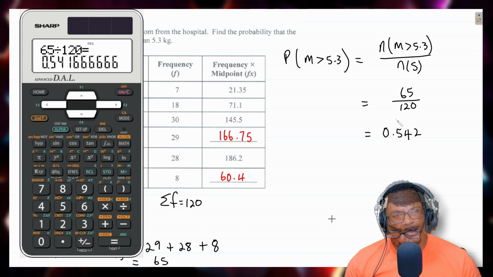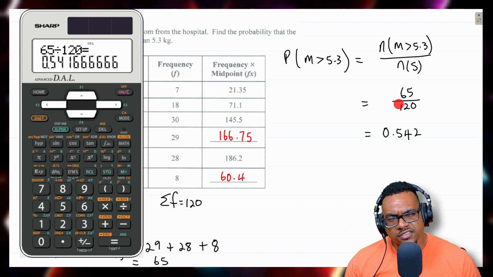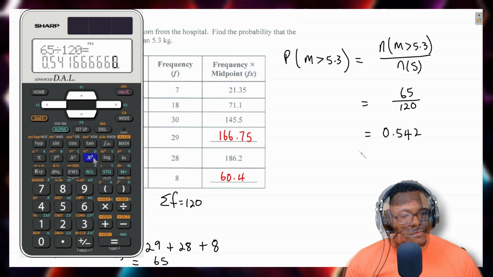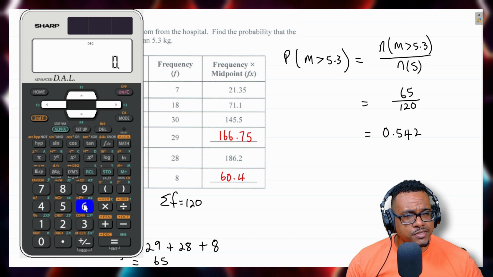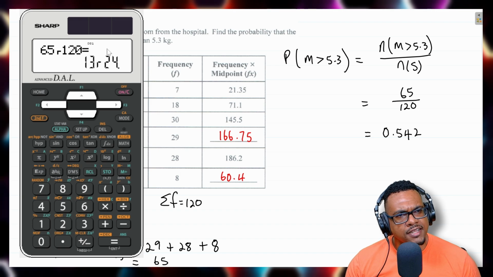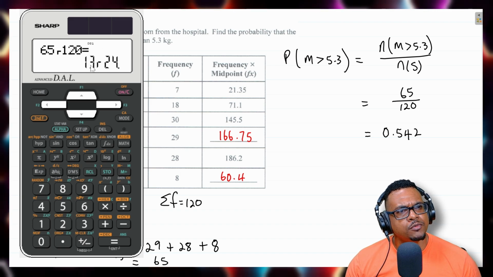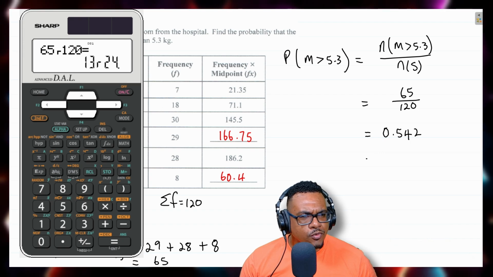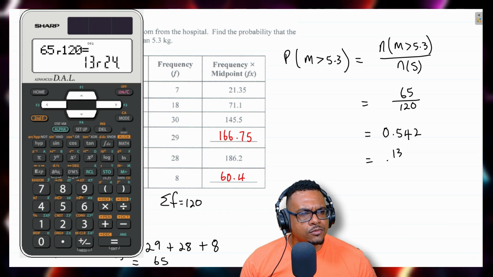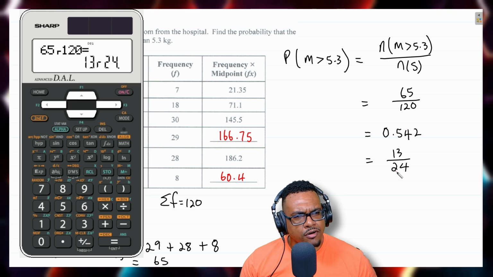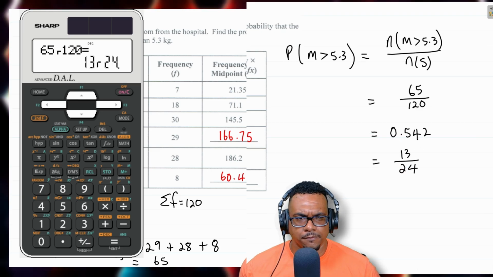So that's 0.542. Now we could also break down this fraction into its lowest terms. And we can do that using the calculator as well. So we just use the fraction button and put 65 over 120, press equal, and you see the calculator breaks it down to its lowest terms, which is 13 over 24. So your answer could also be 13 over 24. So whether you want to write it as a decimal or a fraction, that's okay.